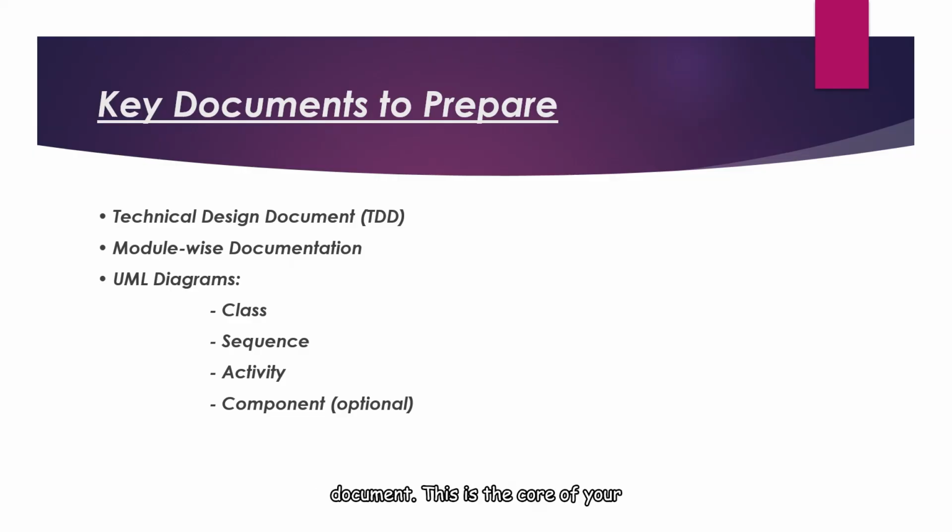This is the core of your documentation and should explain the overall design and architecture of your system. Module-wise documentation. Break down the system into smaller, manageable pieces and explain how each module works. UML diagrams. These visual tools provide a graphical representation of your system. You will create class diagrams, sequence diagrams, activity diagrams, and possibly component diagrams. This will help convey the structure and interactions within your system at a glance.